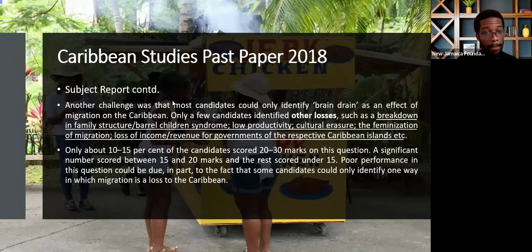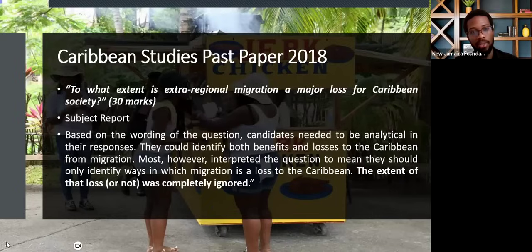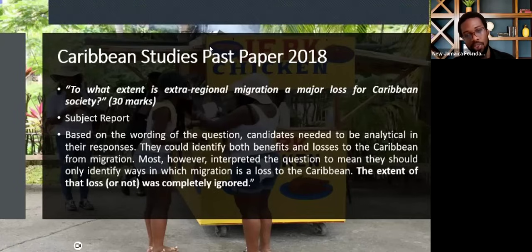So basically, this question is asking us to, one, state a position about the extent, to a significant extent or to a limited extent, of the loss of extra-regional migration for Caribbean society. And then to show other perspectives. As some of you have rightly highlighted, brain drain is one perspective, but the essay is not built around just brain drain. It's also built around the other consequences, which we'll now go into.